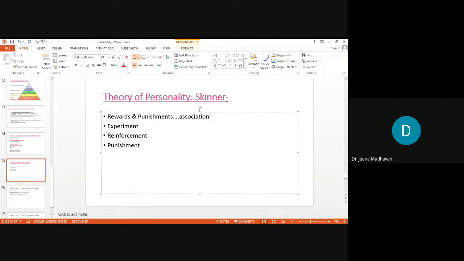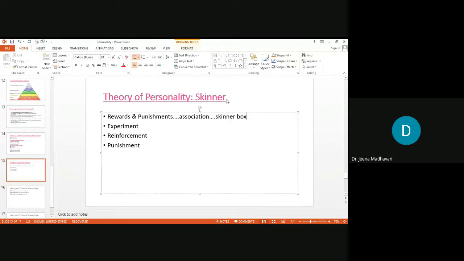Skinner studied operant conditioning by conducting experiments using animals, just like Pavlov also. Pavlov conducted his experiment with the help of a dog. Similarly, B.F. Skinner studied operant conditioning by conducting experiments using animals. And for this, he used one box called the Skinner box. This is very important, the Skinner box. He used the box called the Skinner box for his experiment.